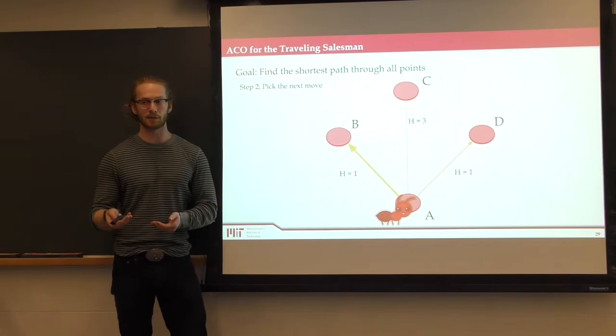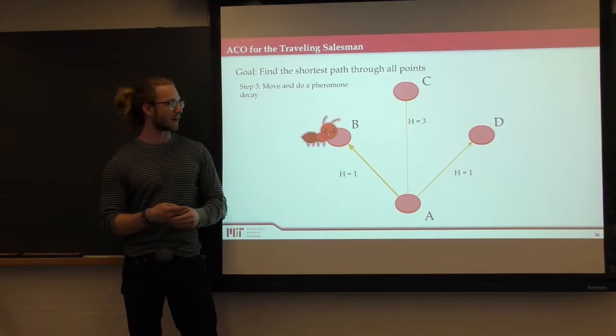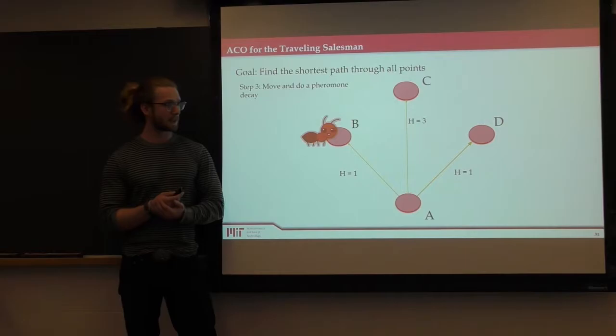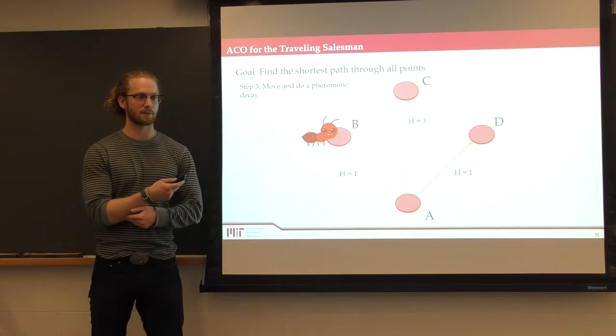So let's say he picks the most appealing choice, which is this edge from A to B. So we're going to move him to node B. Then we're actually going to decay this pheromone trail that he just traveled. I said when I was talking about the inspiration for this algorithm that ants lay down pheromone trails as they travel. Does anyone know why we might decay this trail instead of reinforcing it? Any thoughts? It's kind of a subtle point.